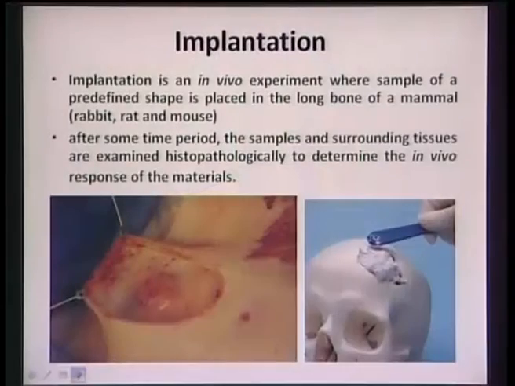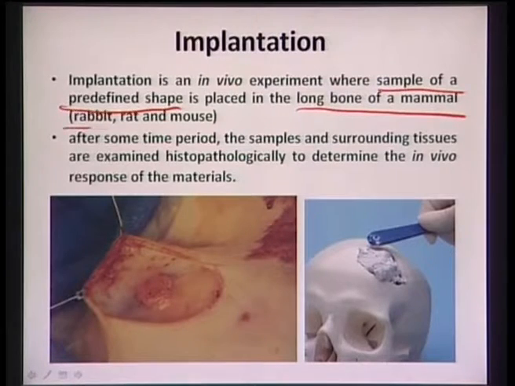Okay. Now, implantation. Implantation means a sample of a predefined shape. Predefined shape means it can be of cylindrical cross section, square cross section, or rectangular cross section. All these typical geometrical shapes can be placed in the long bone of a mammal. So, typically all these materials are implanted into a mammal like rabbit, rat, or mouse.